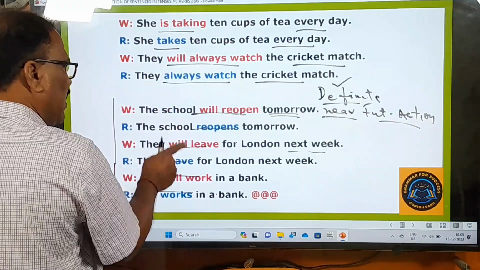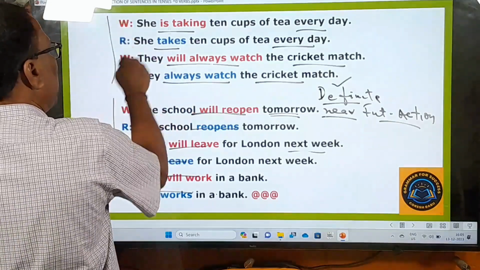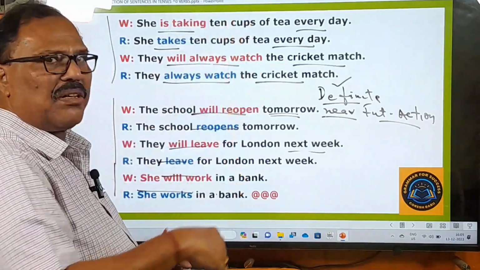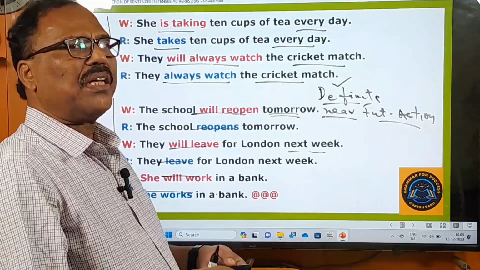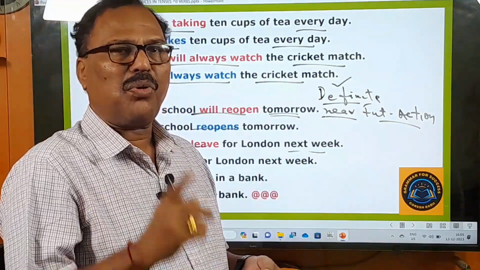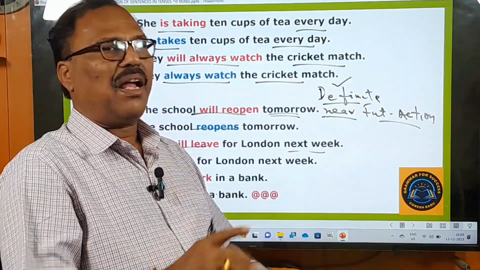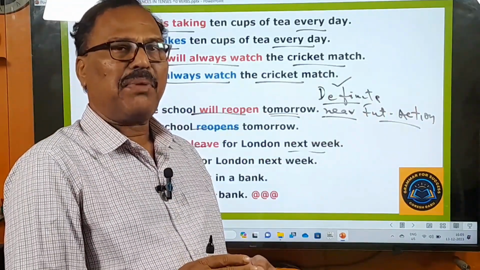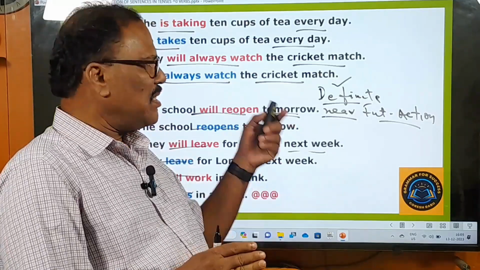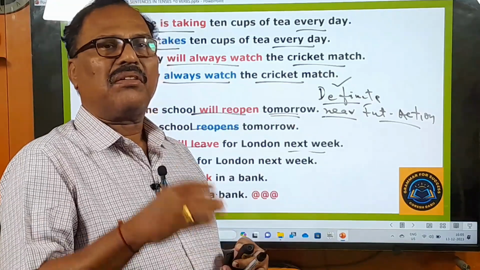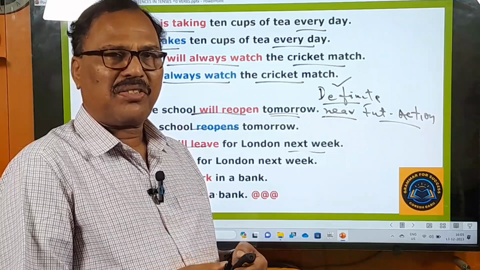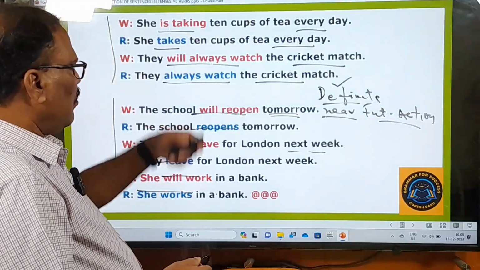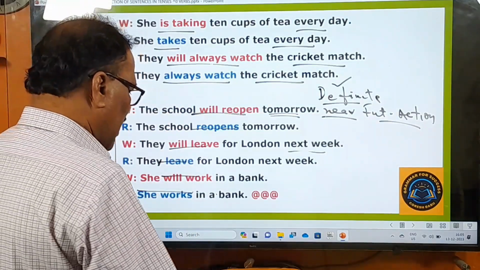These are definite near future actions. These are present habits. The previous ones are universal truths. To indicate all of them, we must use only the simple present tense, and not the simple future and not the present continuous tense, right? Please keep this point in your mind. This is very, very important for all your competitive examinations, right? And now let me go on to teach you other important aspects.